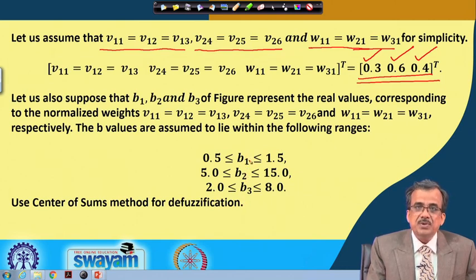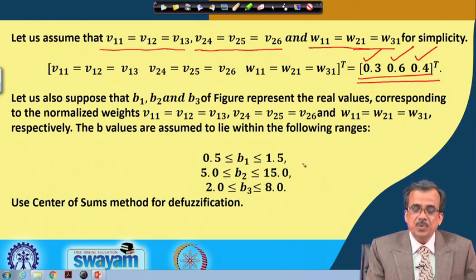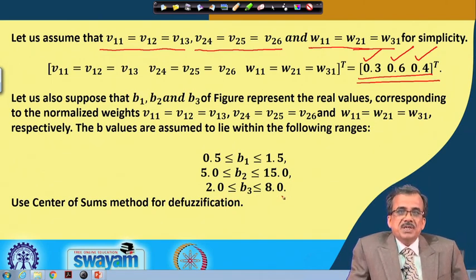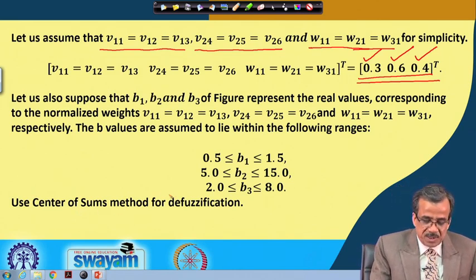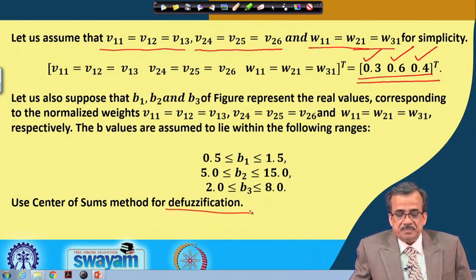Now, this B1 is going to represent the half base width or base width of the triangular membership function distribution used to represent I1. B2 is the half base width or the base width of the triangular membership function distribution used to represent I2, and B3 is going to represent either the half base width or base width of the triangular membership function distribution used to represent the output. And we are going to use the center of sums method for defuzzification.